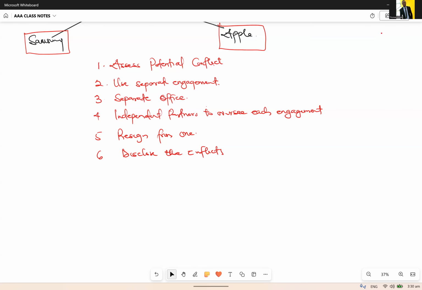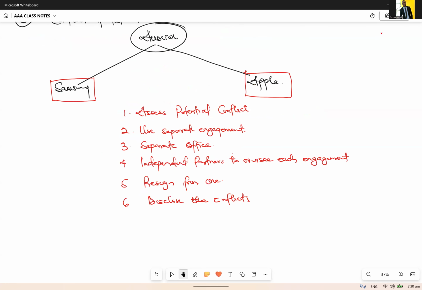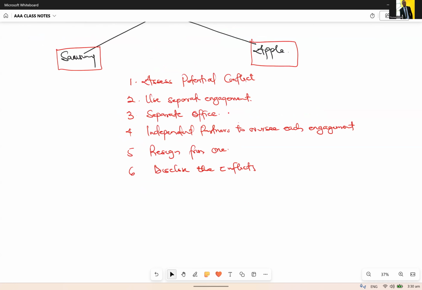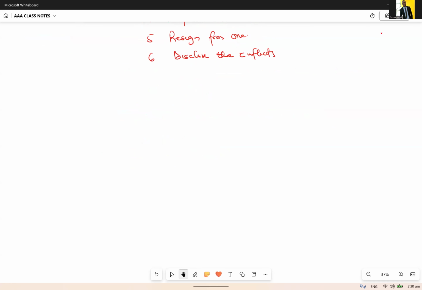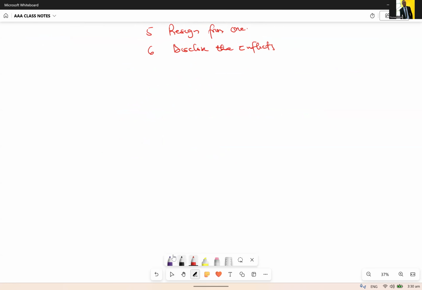All right. So these are the safeguards. They always say use Chinese walls, that's the separate offices, so that you don't come into contact with each other. All right. So the last one for the night is what we call the integrity of the client.